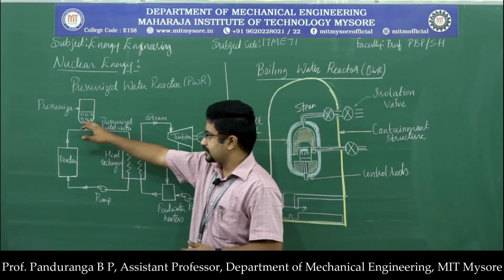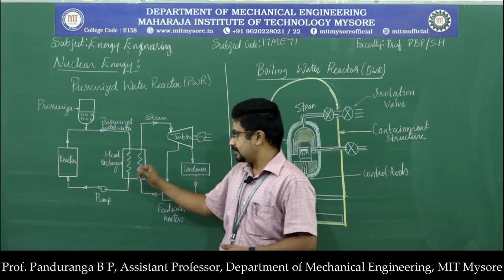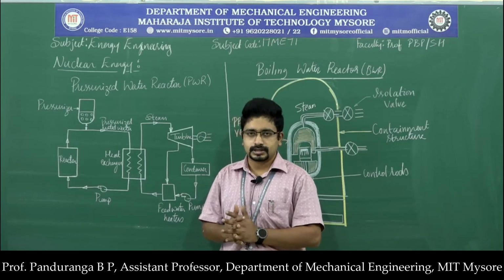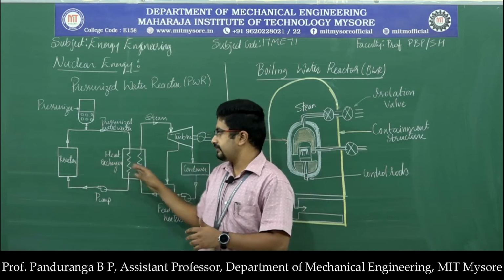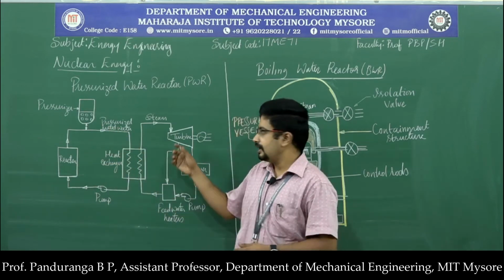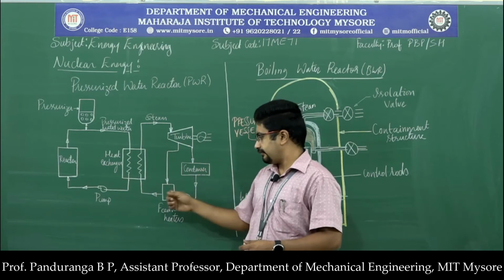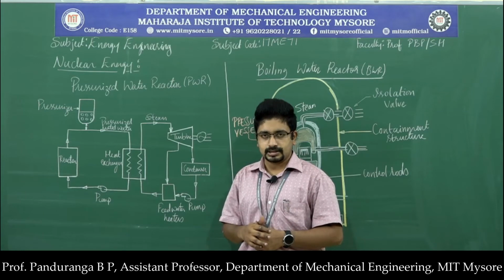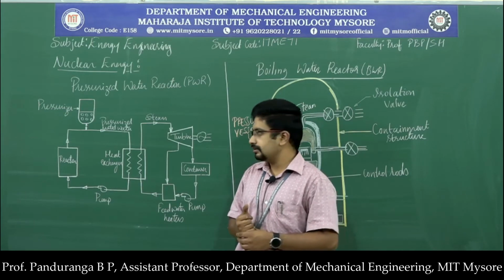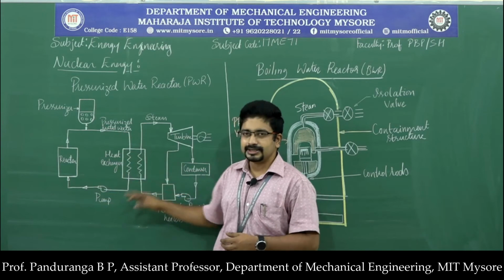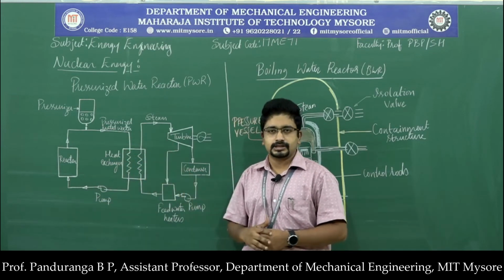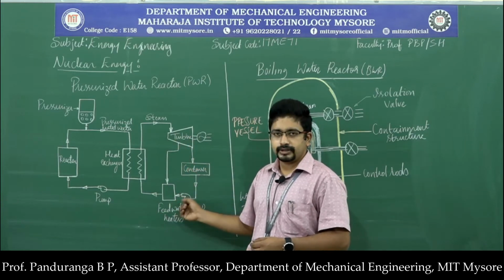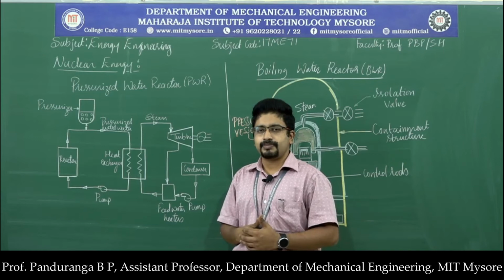So here the pressurizer, reactor core and the heat exchanger, everything will be placed inside the containment structure. So all these three will be inside the containment structure. The turbine, condenser, feed water heater and feed water pump will be outside the containment structure. So the main advantage here is, since we are keeping only these components inside the containment structure, if there is any malfunction in the turbine or condenser or the feed water pump, then we can easily repair that.